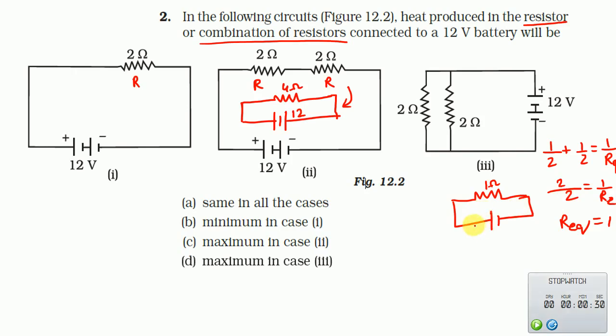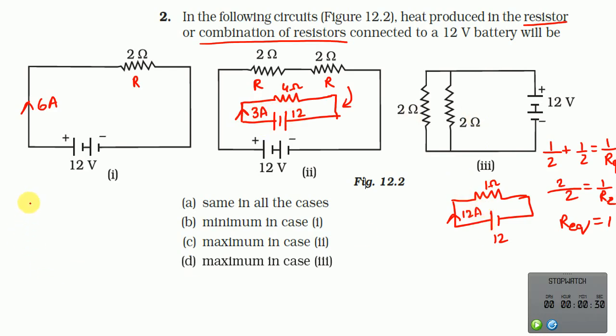So for 1 ohm, you will see here 12 volt, the current will be 12 ampere, right. So we will find one by one. Here the current will be 6 ampere, right. Here the current will be V equal to IR, R is 4, so it will be 3 ampere, okay. Here 12 ampere.